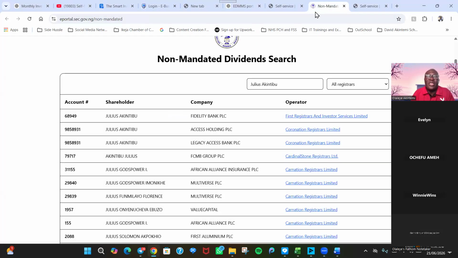You can find the name of the registrar here. Can you see the name of the registrar? Are you with me? Okay. So once you know the name of the registrar, how do you find the email address or the phone number or the physical address? How do you find it? Can anyone tell me?